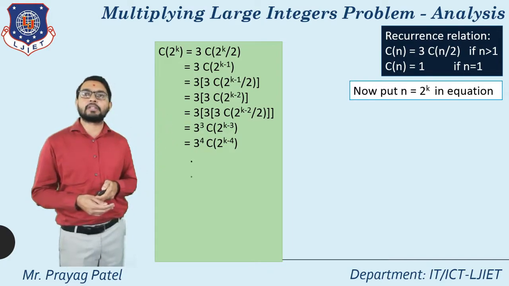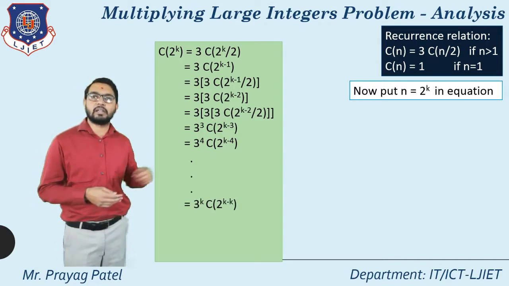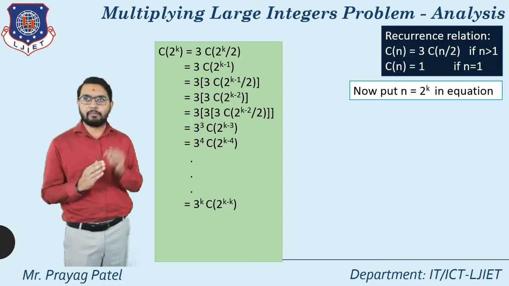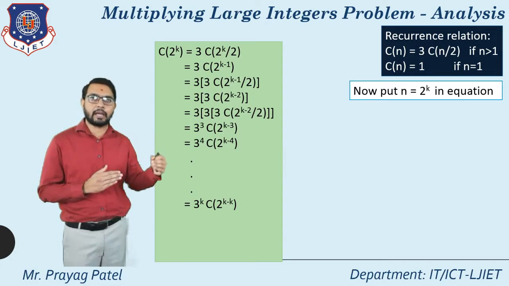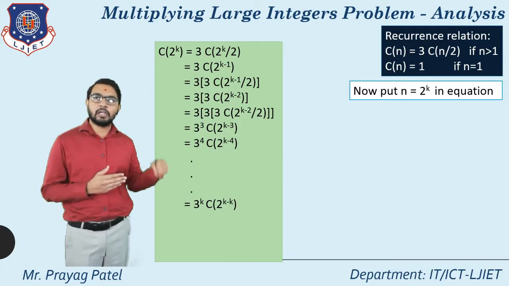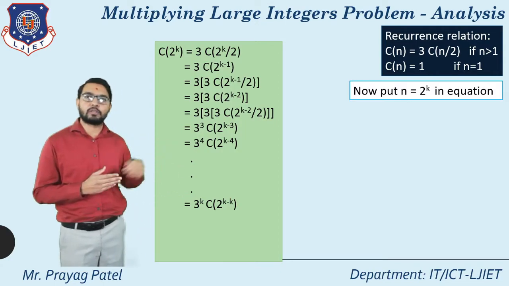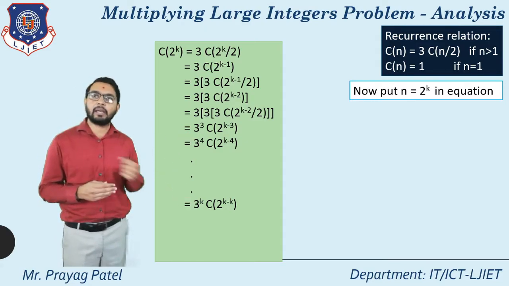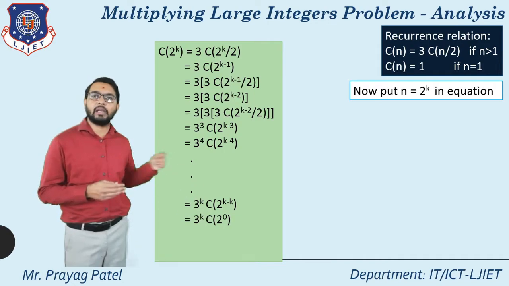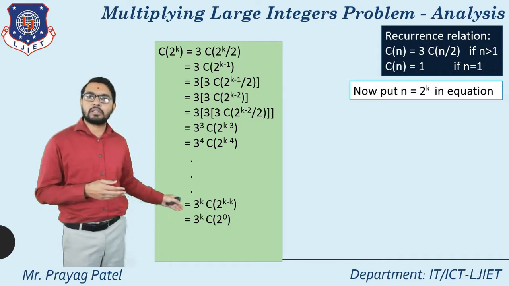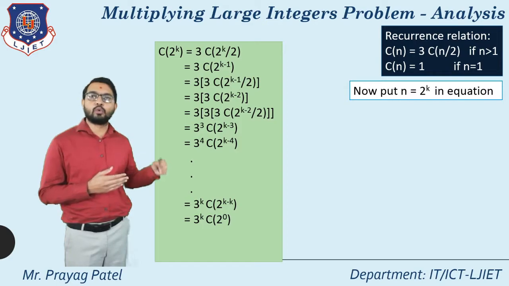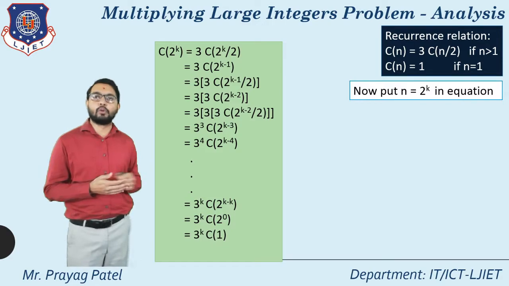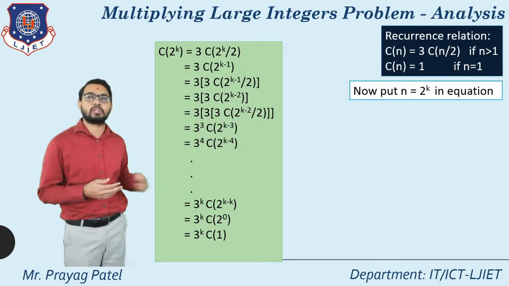If we perform this operation for k times, then the kth step is 3 raised to k. If we perform 4 times, then 3 raised to 4. If we perform for k times, then 3 raised to k C(2^(k-k)), because for 4 times we consider k minus 4, and for k times we consider k minus k. So this is the final step of the kth element. Now consider 3 raised to k into C of 2 raised to 0, because k minus k equals 0. Now 2 raised to 0 means 1, so 3 raised to k into C of 1.